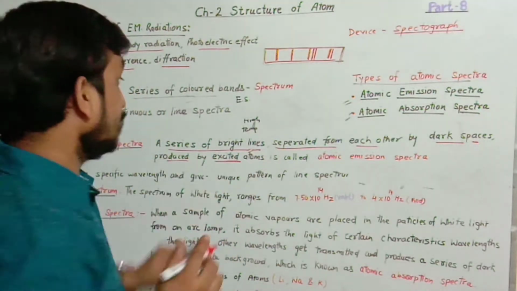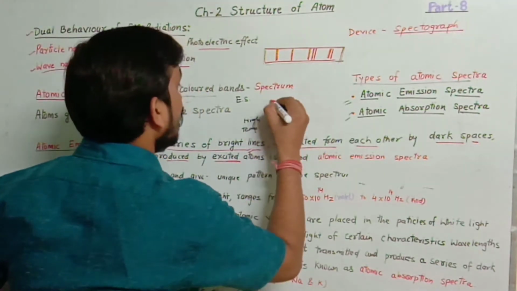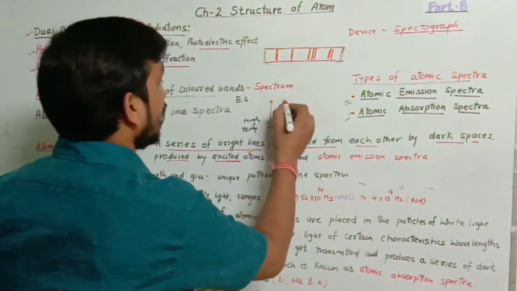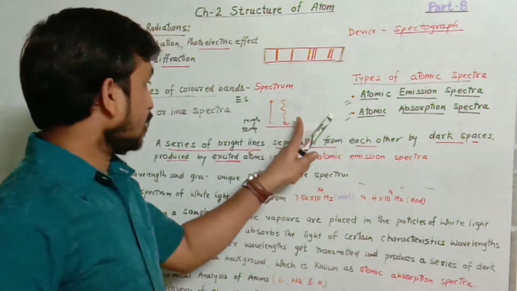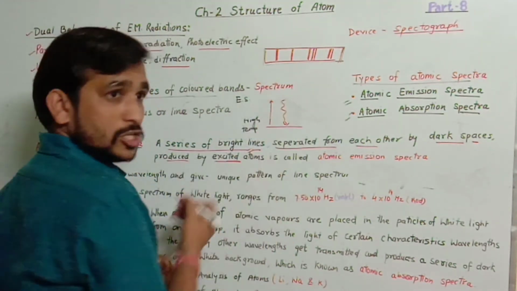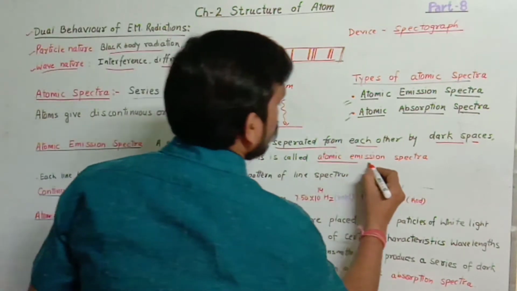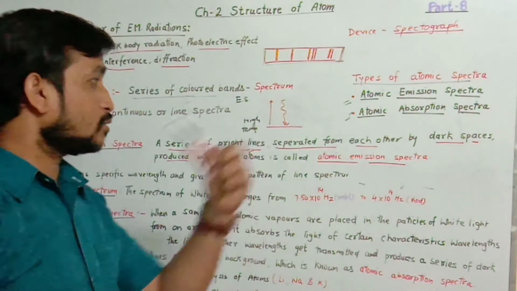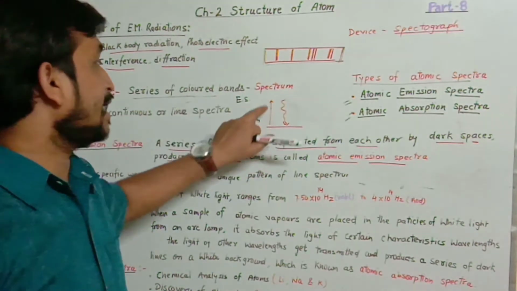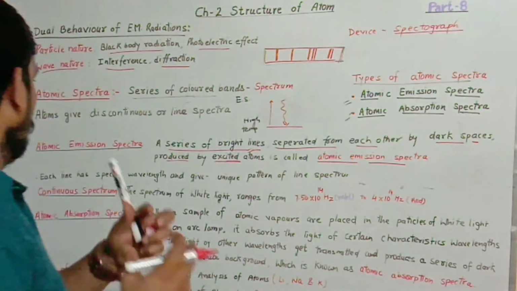I told you about excited atoms. Whenever we are heating an atom at high temperature, it may get excited and again return to its ground state or a stable state. So it forms an emission spectrum, which is called the atomic emission spectra. This is the first spectrum observed whenever we heat any atom to a high temperature.